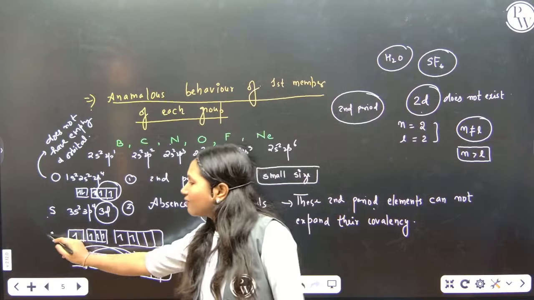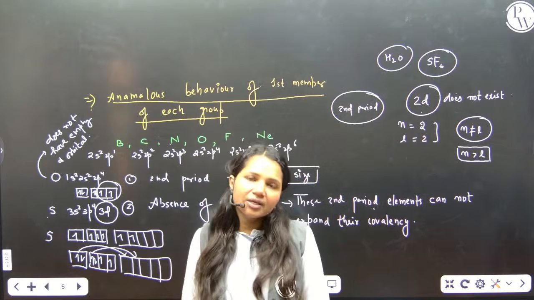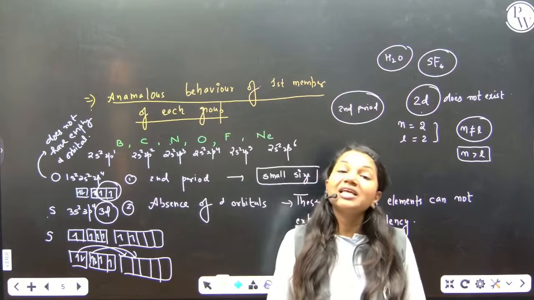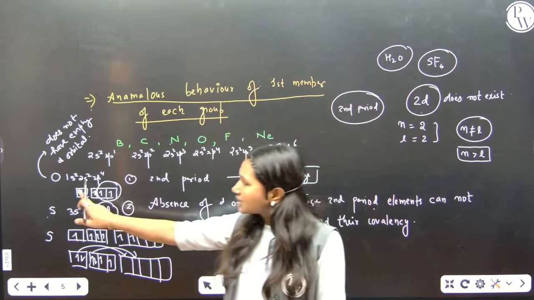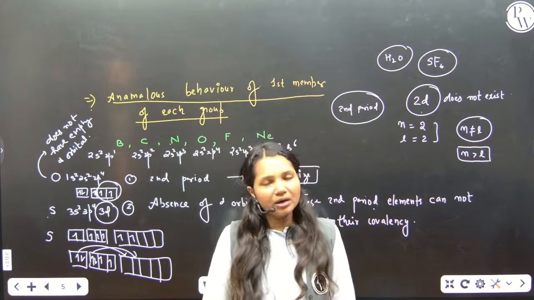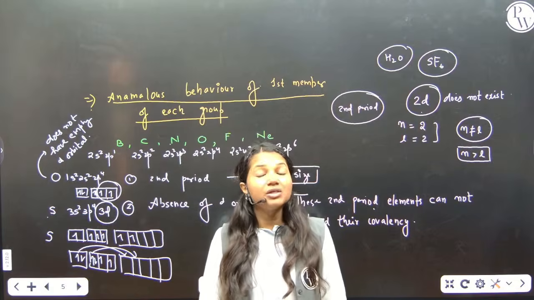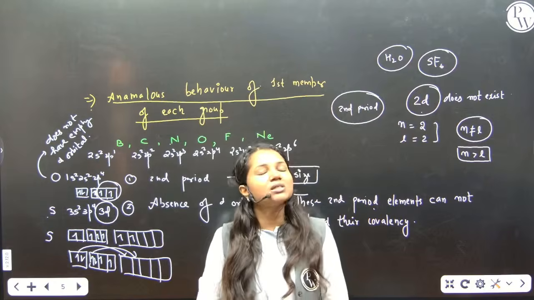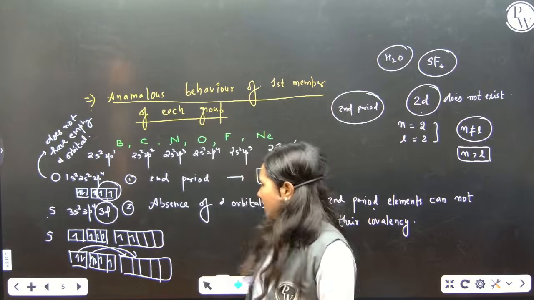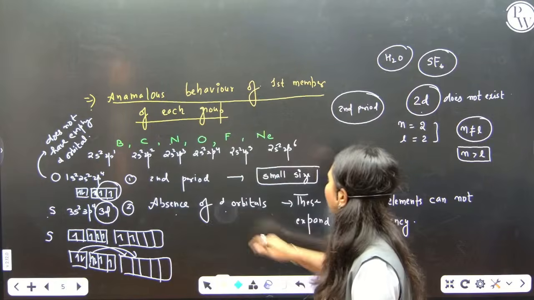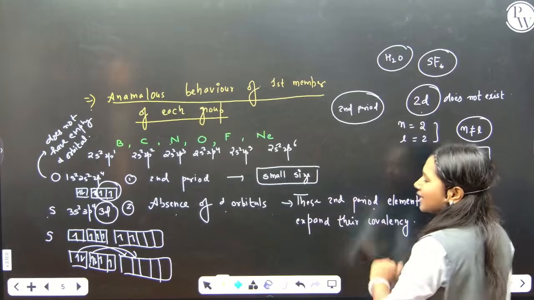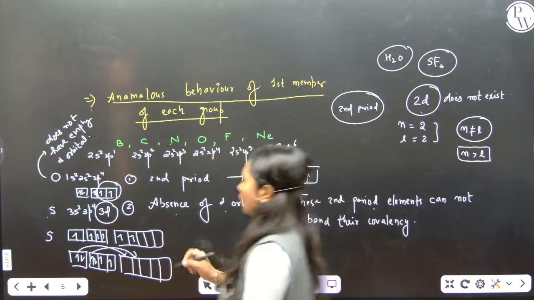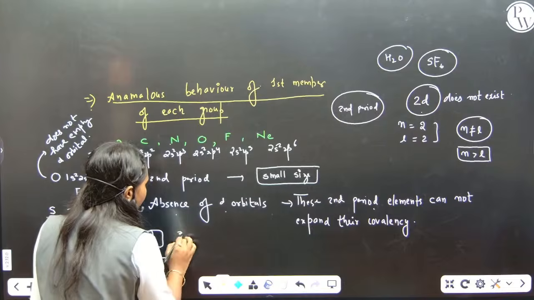Now sulfur has 6 unpaired electrons. It means it can form 6 covalent bonds. Oxygen has only 2 unpaired electrons. It means it can form only 2 bonds. And why this limitation for oxygen? Because it does not have d orbital. So in the absence of d orbital, these elements cannot expand their covalency. Now I hope you have understood.